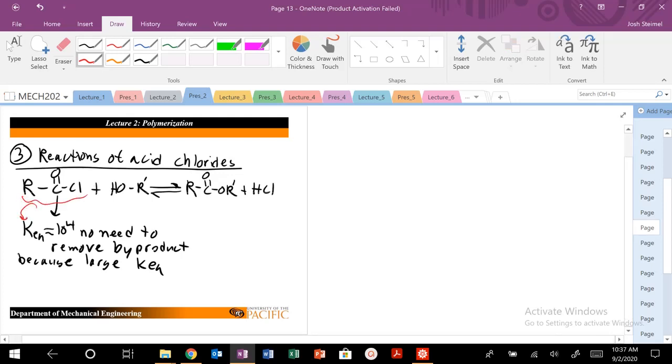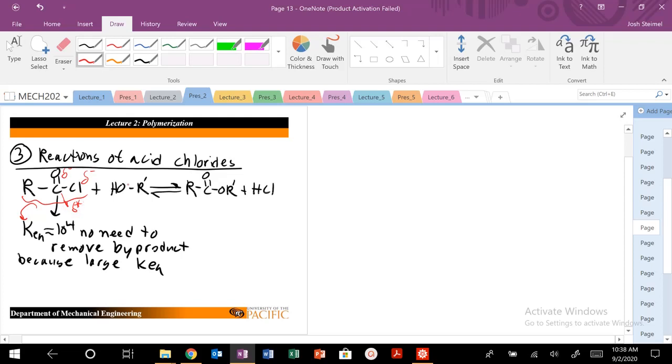We're good to go. We don't need to remove byproducts. The reaction is just proceeding forward, not out of control, but very nicely. We don't have to do anything with it. And so this is partially negative. This is definitely partially negative, and here, really partially positive.